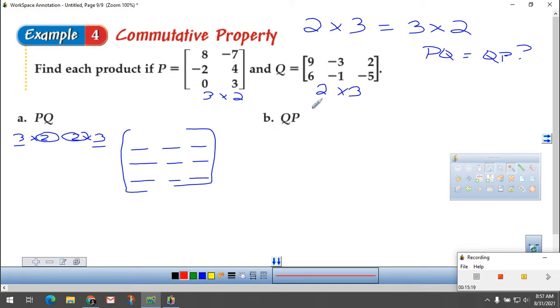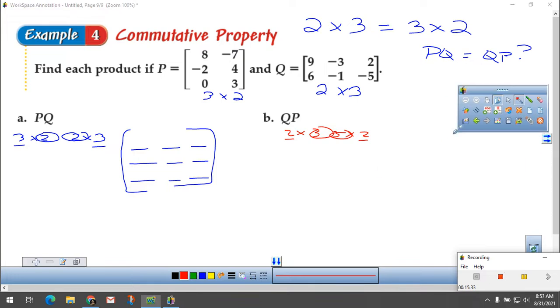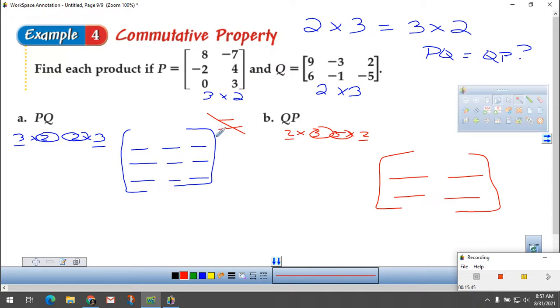But look at QP. Q would be the first matrix, which is a 2 by 3. P is the second matrix, which is a 3 by 2. I also can multiply these together, but instead of getting a 3 by 3 matrix this time, I only get a 2 by 2 matrix. So clearly, these two matrices are not the same. So the commutative property does not hold up with matrices. You'll actually get different answers by doing that. But we're going to work it out.